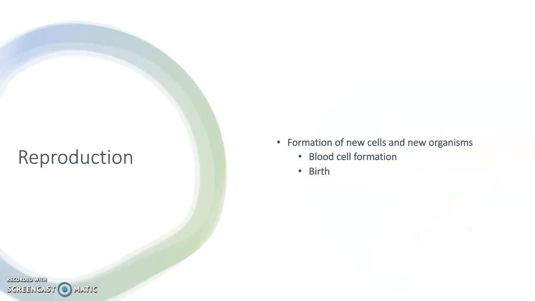The next one is reproduction, which is the formation of new cells and new organisms. So one example is birth, which is when a person creates another human being, but then there's also reproduction at the smaller level, such as blood cell formation.